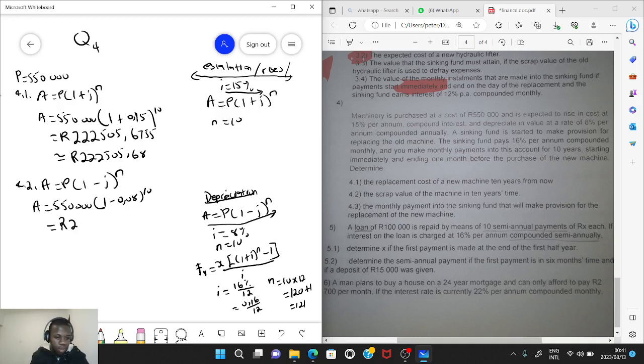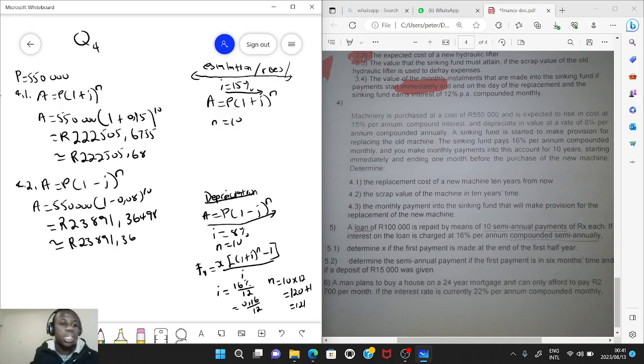Now the scrap value, we get this amount, okay, 364.98, and then we round the final answer to 2 decimal places, right? So yeah, we'll have this amount.